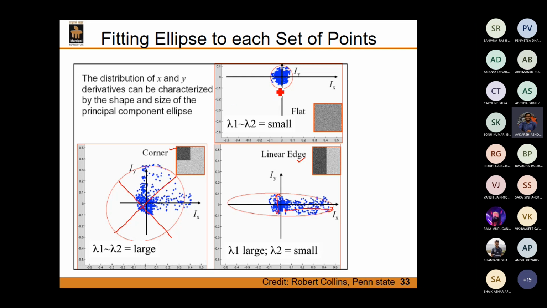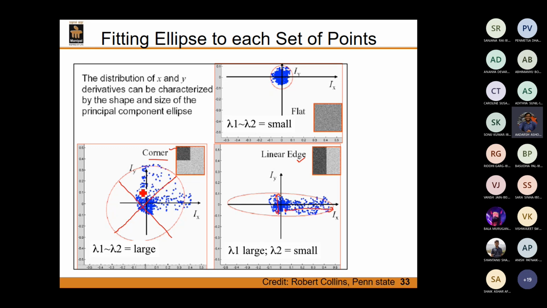So by looking at this graphical representation itself, we can understand how different the distribution is for all three regions. We can easily say that when you're trying to fit an ellipse to the gradient vectors along x and y direction and find the axis, if it has a large value for the axis, then you can say that that particular region has a corner.